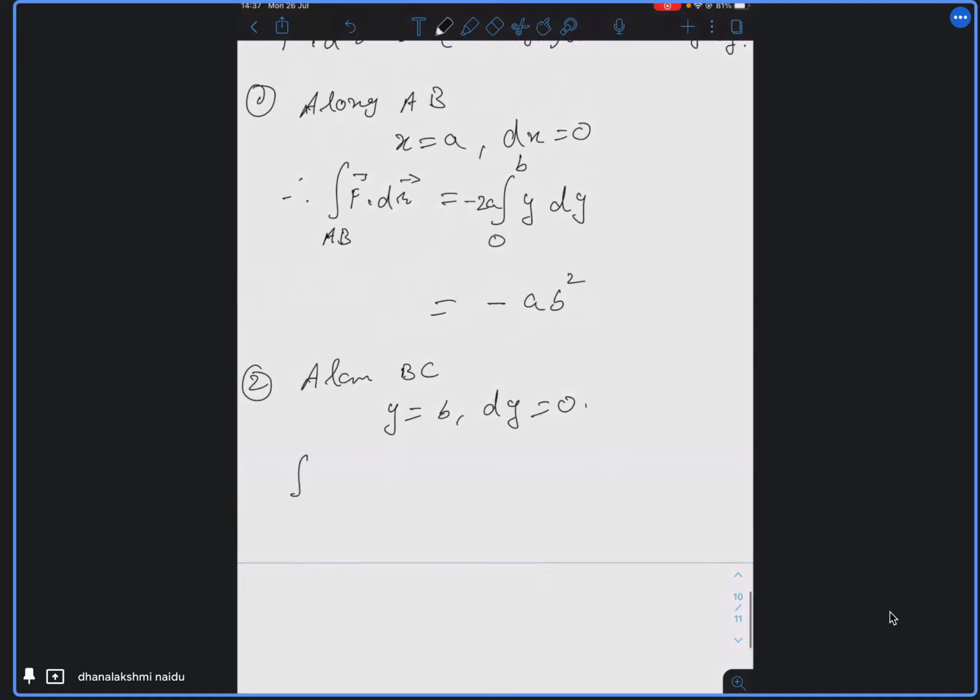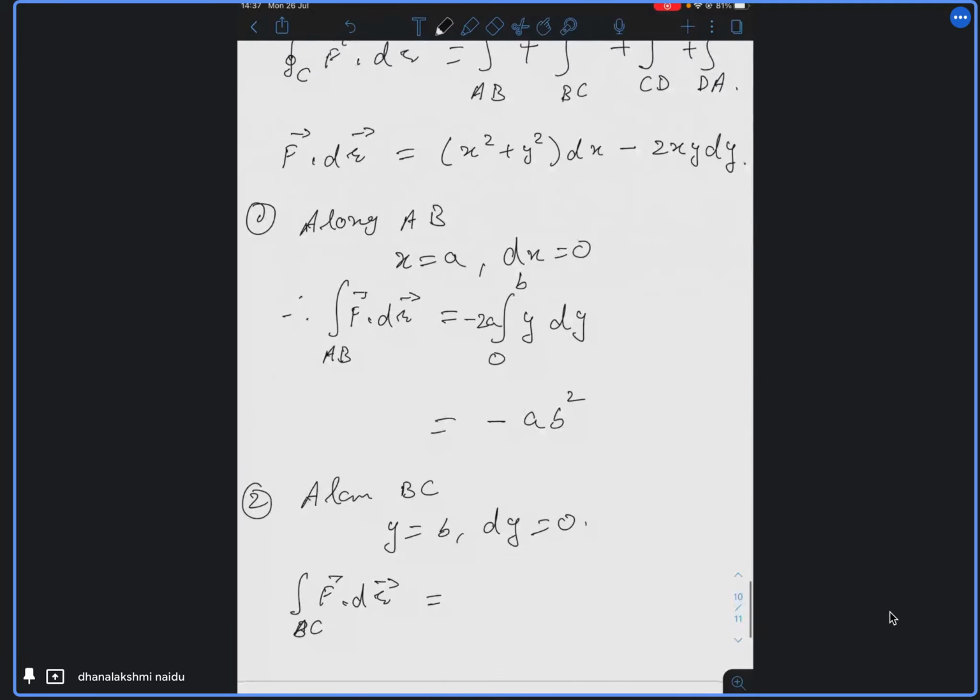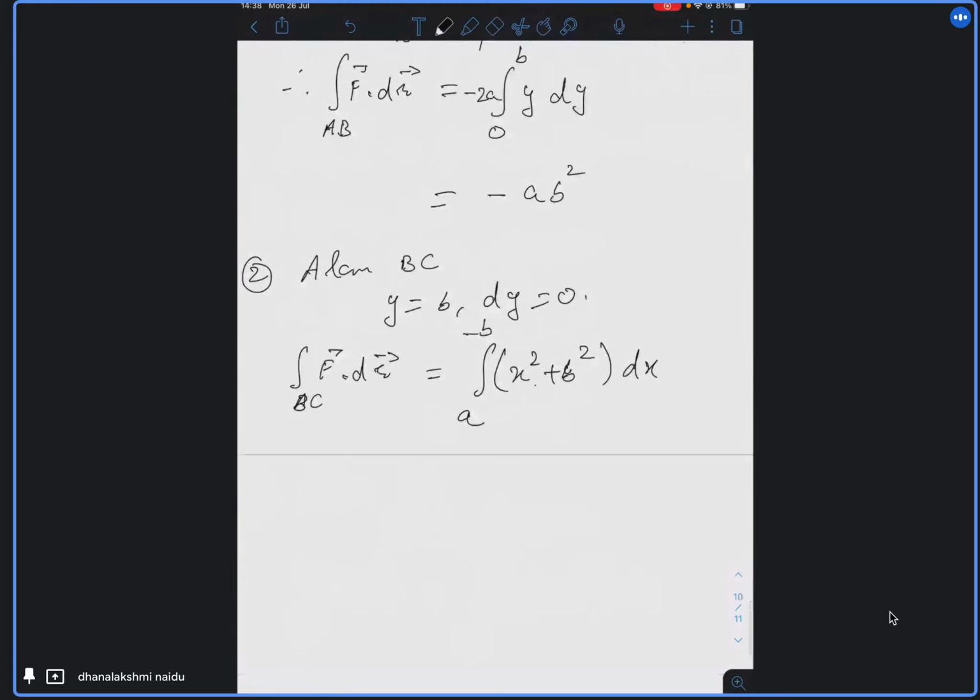So therefore, integral along BC f bar dot dr bar will be now equal to integral x square plus y square, which is b square, I will write. This is dx. Limits of x a to minus a. Dy is 0, so no need to write the second term. So integrate it and tell me the answer.